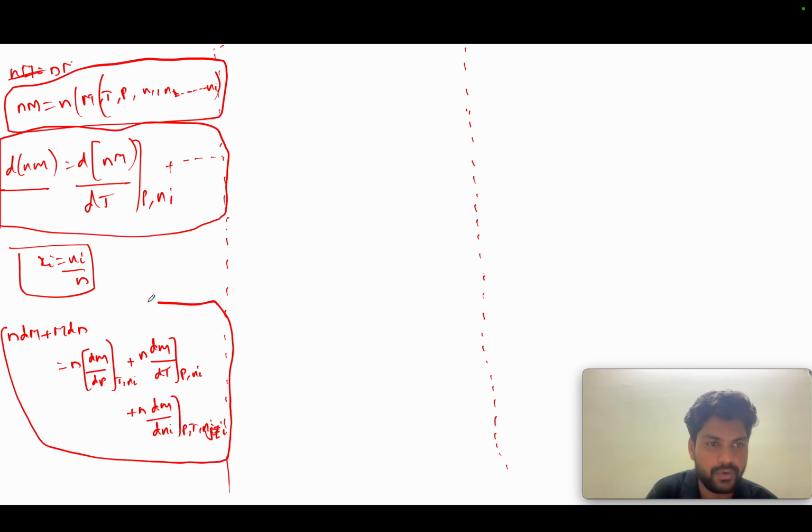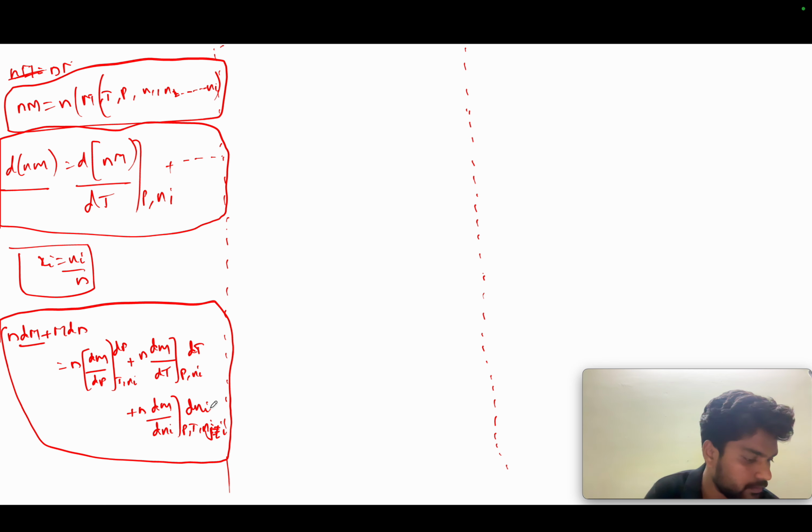Once you have this equation, I am taking all the dM's to one side. Here you have the dP, right? You should understand this is the dP dT, and this will be dn_i. Now I am writing one equation here.